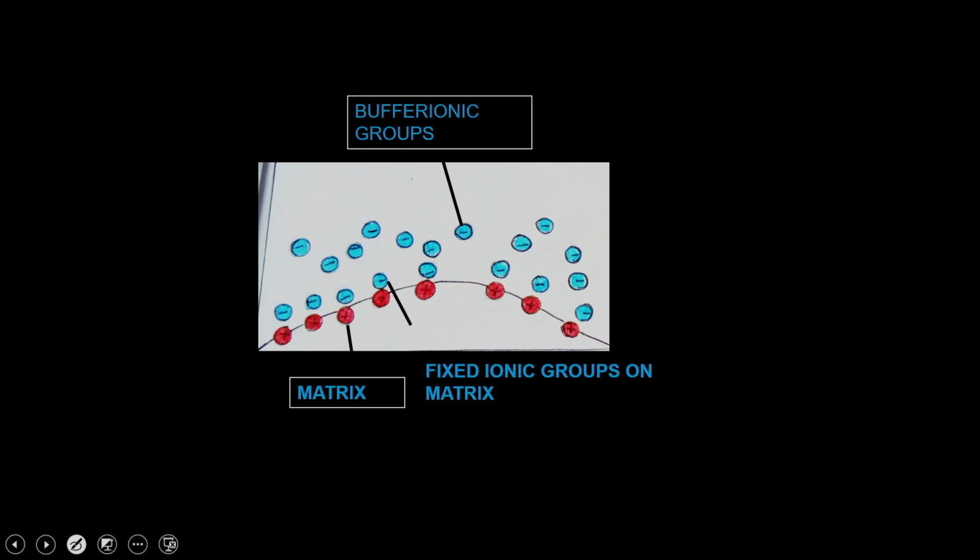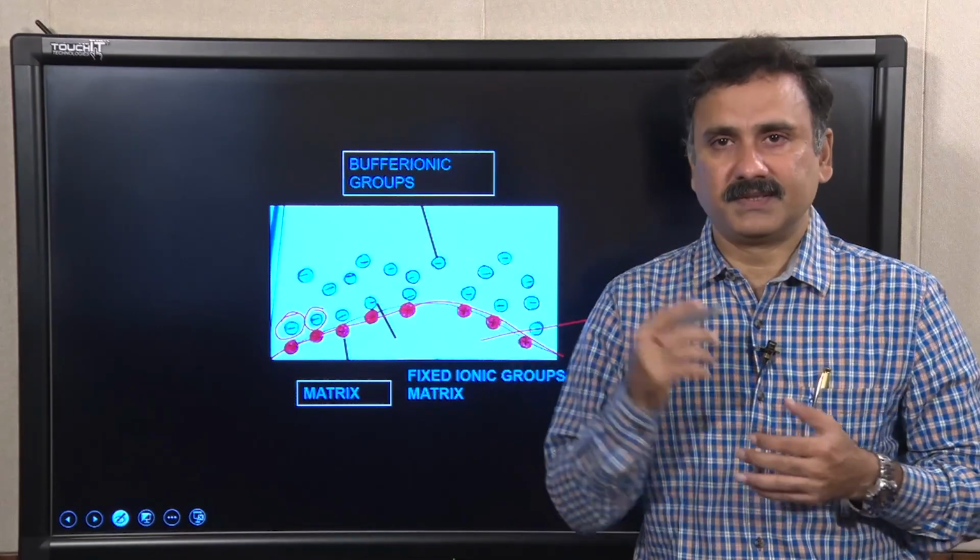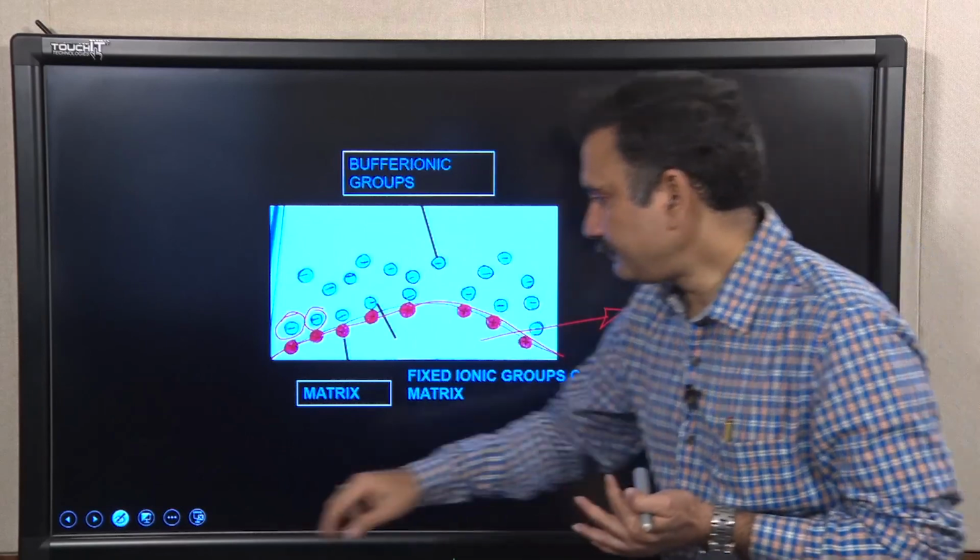Once you perform these processes, the matrix which is containing the positively charged groups is going to bind the negatively charged counter ion, and now this matrix is ready to be used in the ion exchange chromatography process or the protocol.